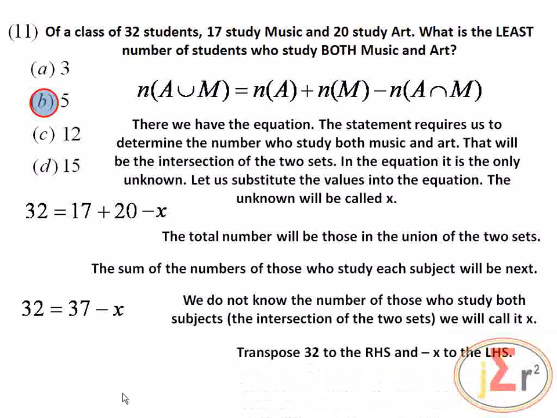What do we do? We transpose this 32 to the right hand side. It becomes a negative 32. We transpose this negative x to the left hand side. It becomes a positive x. And x is equal to 37 minus 32. X is equal to 5, as we have determined already.